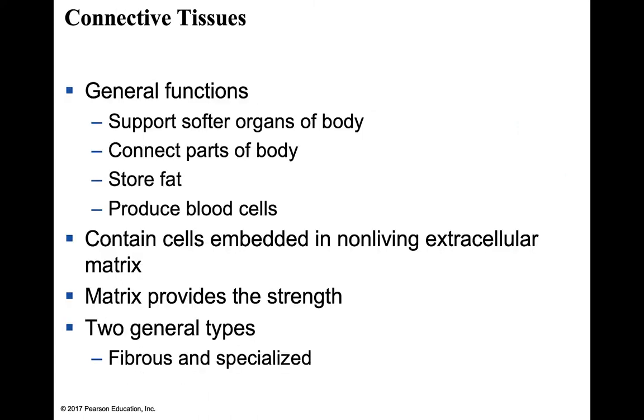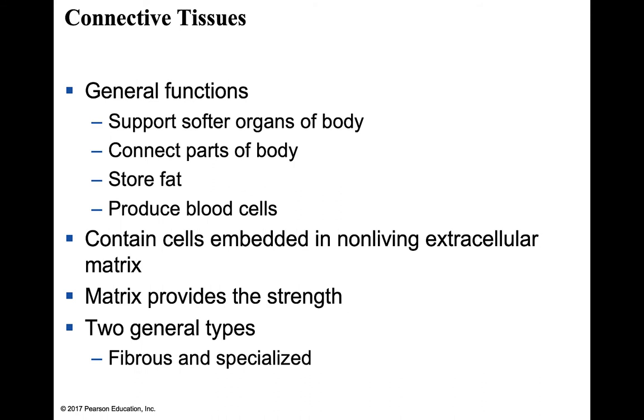Now, the next type of tissue is connective tissue. This is a relatively wide range of various tissues within the body, and so there are a lot of general functions here. Support is going to be one, providing protection to the softer organs of the body. Implied in the name of connective tissue, connecting parts of the body together. We're going to be storing fat, producing blood cells. So a whole bunch of different types of functions are going to be devoted to connective tissue.